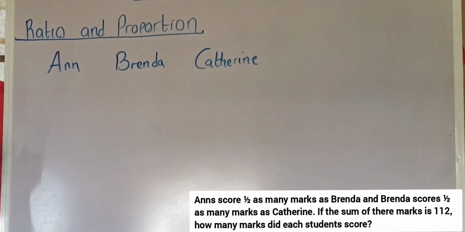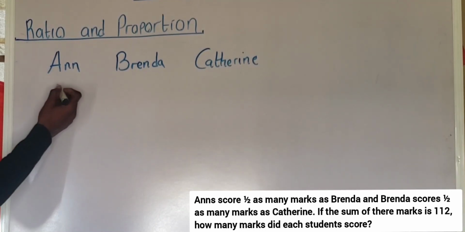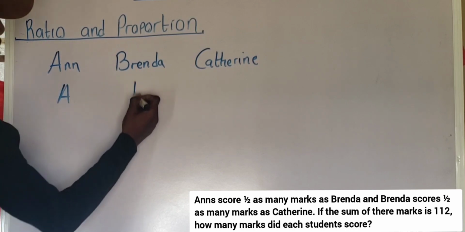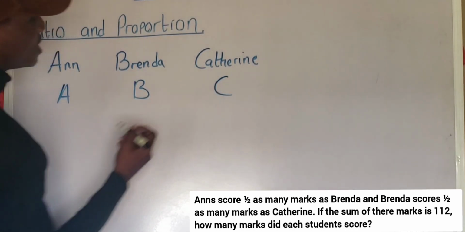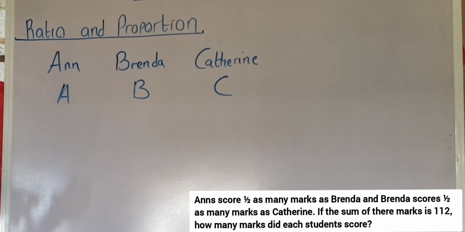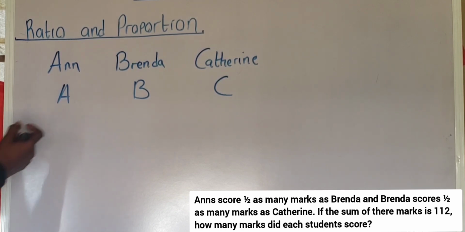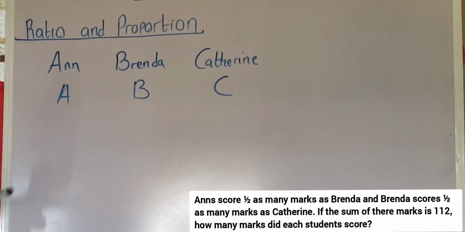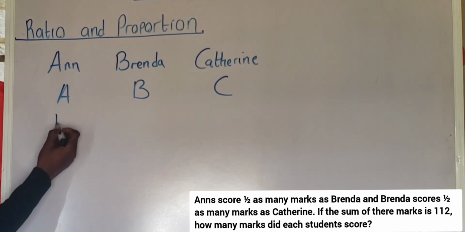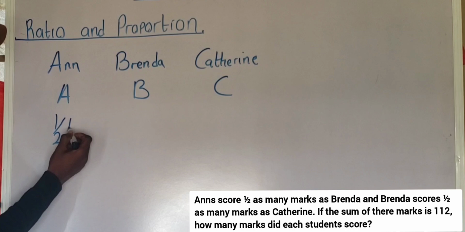Okay, let Anne's score be A, let Brenda's score be B, and let Catherine's score be C. Do you understand? Please pay attention, okay? Now, we are told that Anne scored 1/2 as many marks as Brenda. That is, the score of Anne is half of Brenda's score. So Anne's score can now be expressed in terms of Brenda's score as 1/2 of Brenda's score. That is 1/2 B.